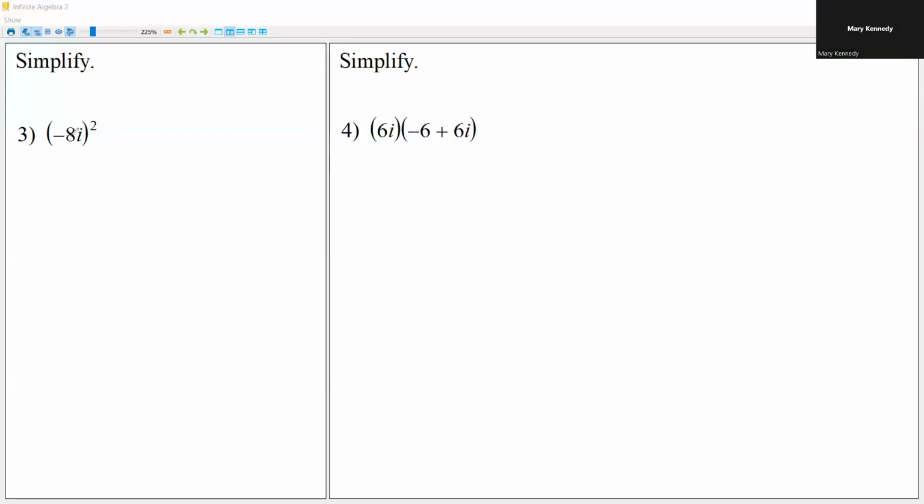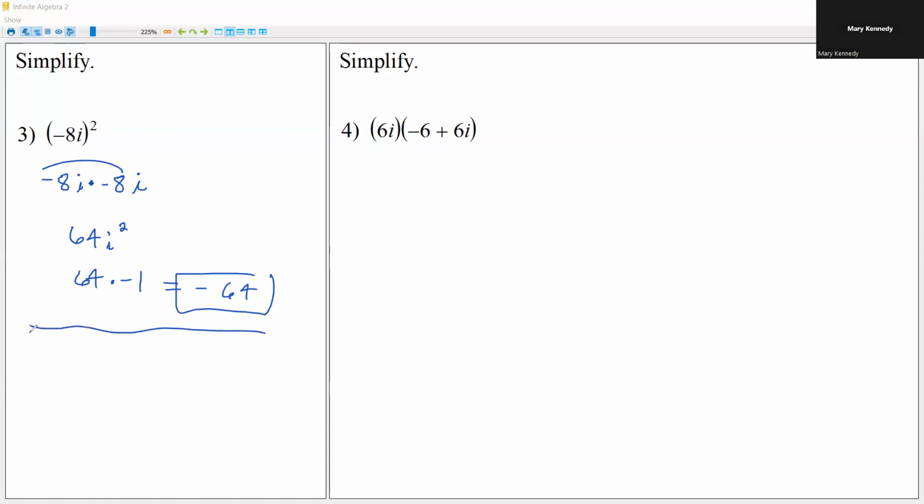All right, negative 8i quantity squared. The whole thing is squared. So negative 8i times negative 8i. Okay, well, 8 times negative 8, that's a positive 64. i times i is i squared. So remembering that i squared equals negative 1, that's 64 times negative 1, which is negative 64.